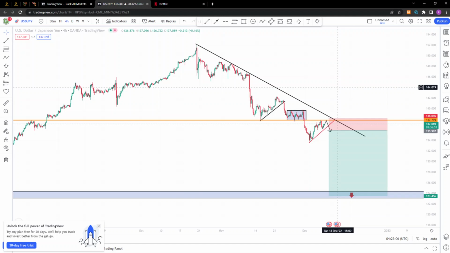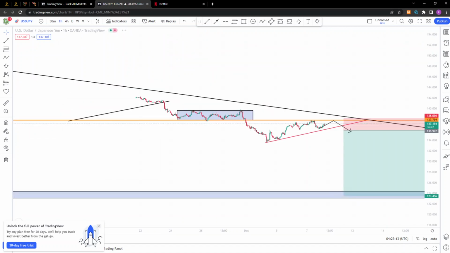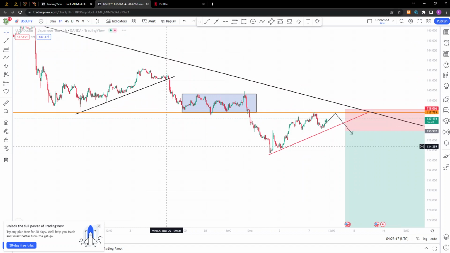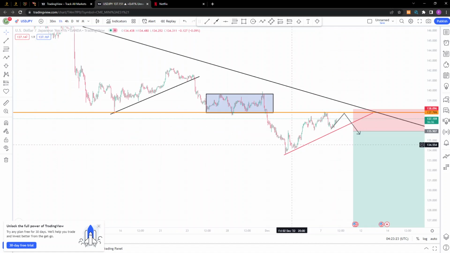UJ. Okay, let's go down onto the 1 hour. Good, I'm already seeing some sort of continuation pattern forming. Tap, tap. So I'm just watching, waiting and seeing.